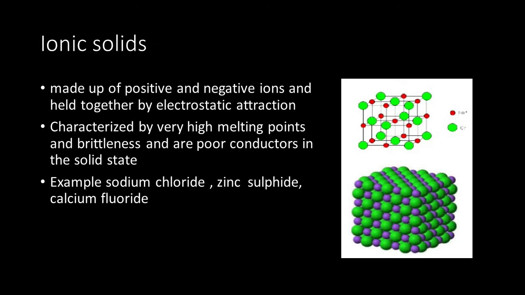Ionic solids are made up of positive and negative ions held together by electrostatic attraction. They are characterized by a very high melting point and brittleness, and are poor conductors in the solid state. Some examples are sodium chloride, zinc sulfide, and calcium chloride. So those are a few examples of ionic solids.